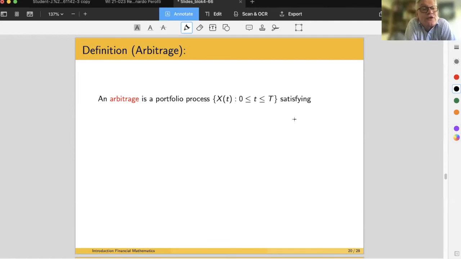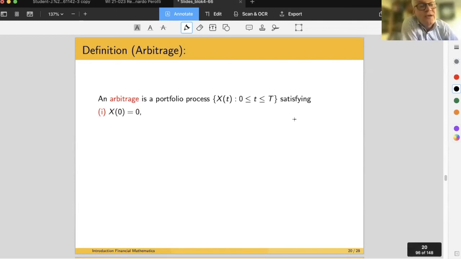So let's first look at the concept of arbitrage, look at the definition, and see what implications this has in our setting with a writer and a trader, a holder of an option. So what is an arbitrage opportunity? An arbitrage is a portfolio process X(t), 0 less or equal to little t less or equal to capital T, which satisfies the following.